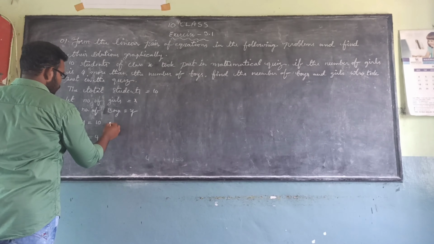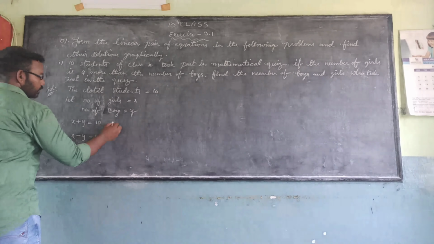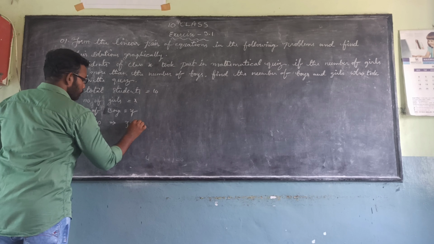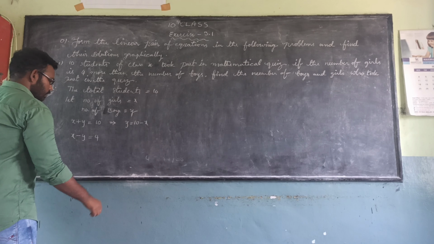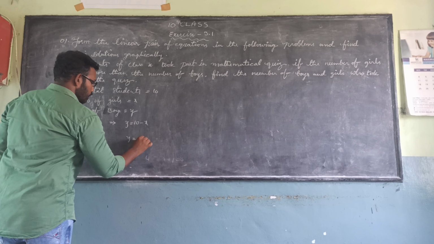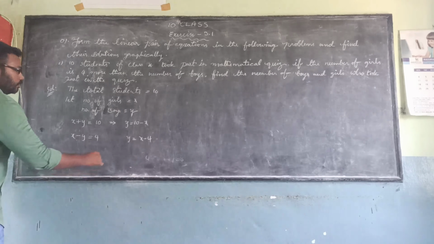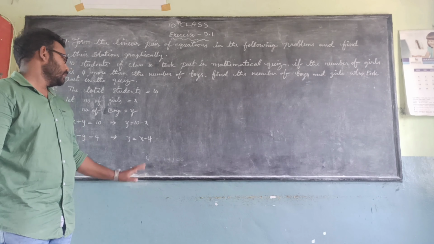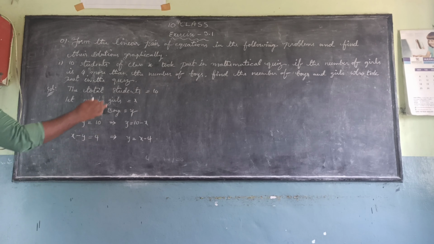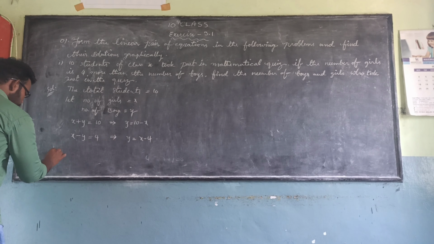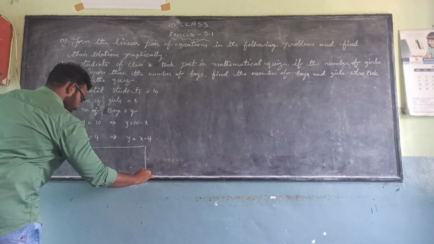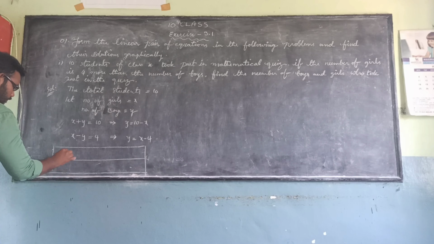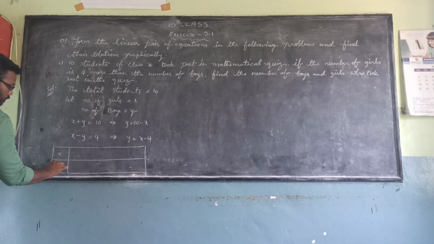We can write it as Y is equal to 10 minus X. And here, Y is equal to X minus 4. So these are the two equations we need. From this, we can draw a graphical representation. Here, we have to draw a table with X, Y.